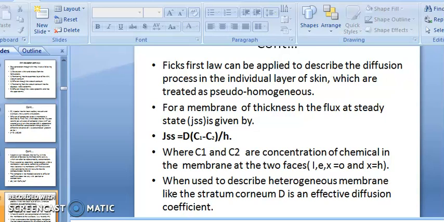Taking the thickness into consideration, Fick's law says that a decrease in thickness leads to an increase in drug penetration. If you decrease the thickness of the layer, more penetration and diffusion will be achieved. This is the learning from this equation, from Fick's law.